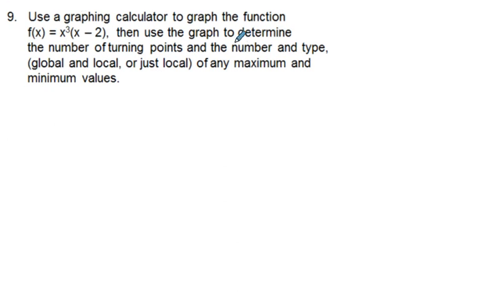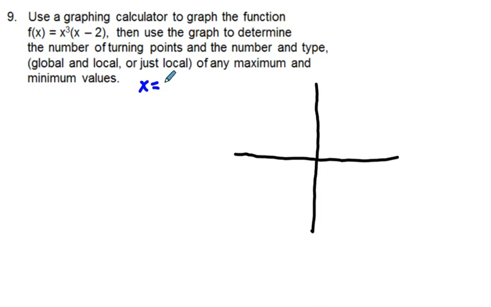9, use a graphing calculator to graph the function f of x equals x cubed times quantity x minus 2. And this one I'm going to do without a calculator, just to show I can do it. We're going to have x equals 0 as one of our zeros, and x equals 2. So if we look at this, we're going to have x cubed times x, which is going to be x to the 4th, and that's going to be even positive behavior. So x equals 0 and x equals 2.